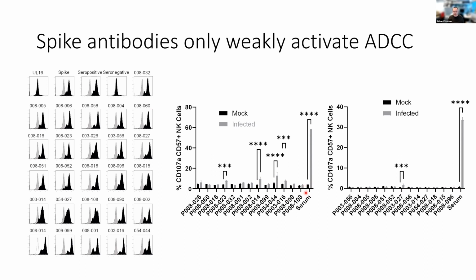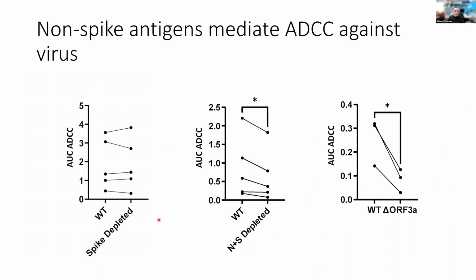So we wondered if it was just that we didn't have the right antibodies in our panel. Maybe the spike antibodies that drive ADCC are rare. So we took an alternative approach, and rather than adding in monoclonals, we depleted spike antibodies from polyclonal serum. And don't worry too much about the scales here.